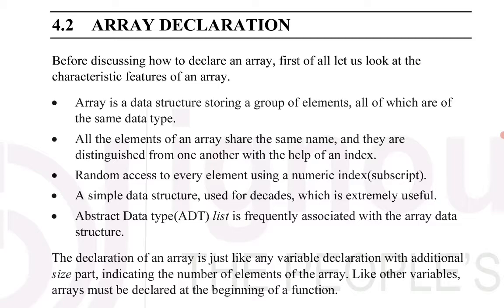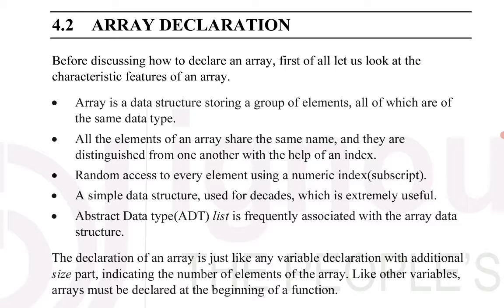All the elements of an array share the same name, and they are distinguished from one another with the help of an index. The data or information stored in arrays are called array elements. All the array elements share the same array name, and they are distinguished from one another with the help of an index.